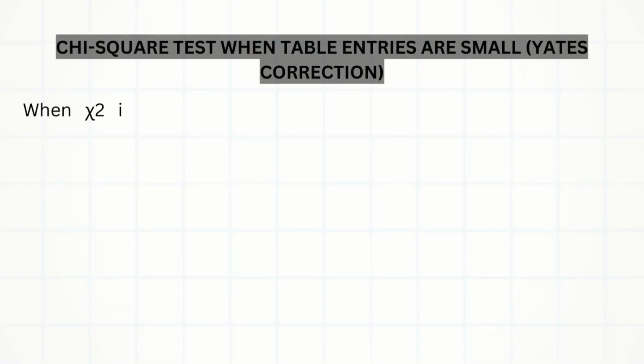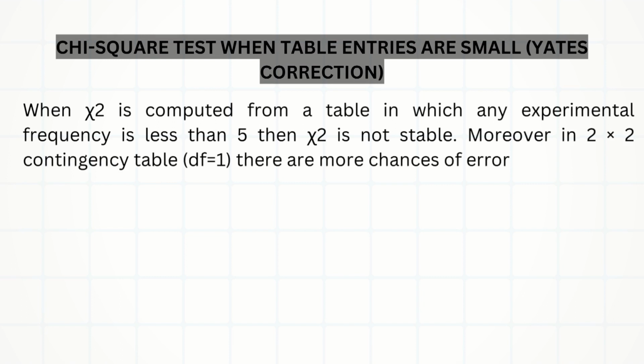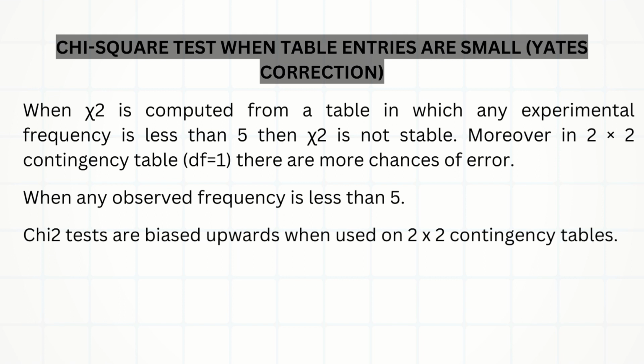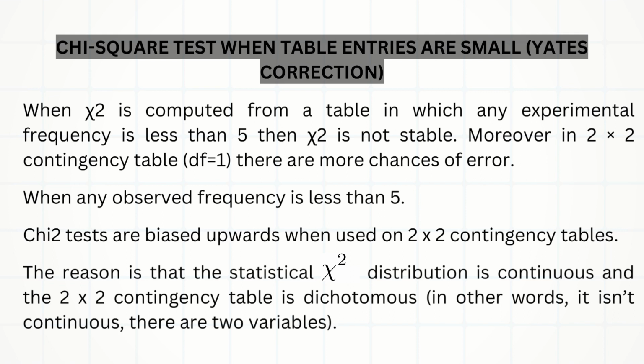Now, let us have a look at the chi square test when table entries are small, and usually it is known as Yates correction. When chi square is computed from a table in which any expected frequency is less than 5, then chi square is not stable. Moreover, in a 2 into 2 contingency table where DF is equal to 1, there are some chances of error, and when any observed frequency is less than 5, chi square tests are biased upwards when used on 2 into 2 contingency tables. The reason is that the statistical chi square distribution is continuous and a 2 into 2 contingency table is dichotomous. In other words, it is not continuous, there are two variables.